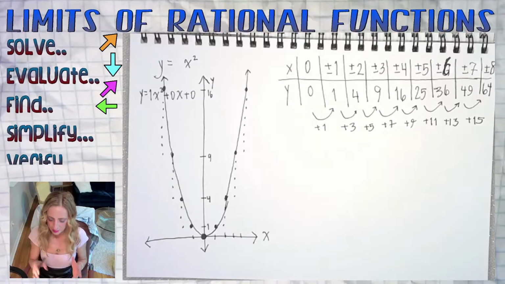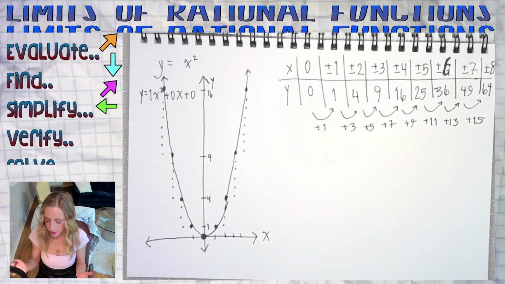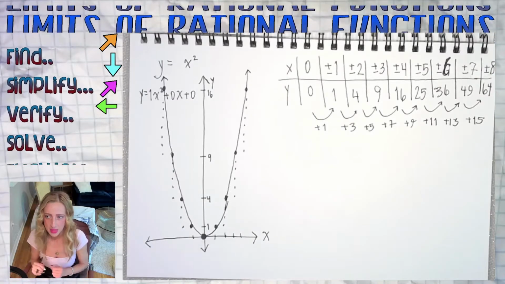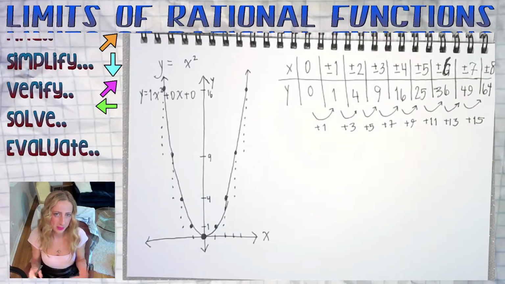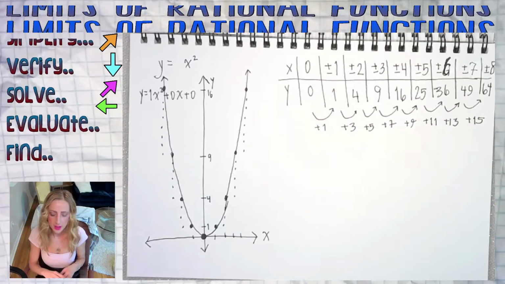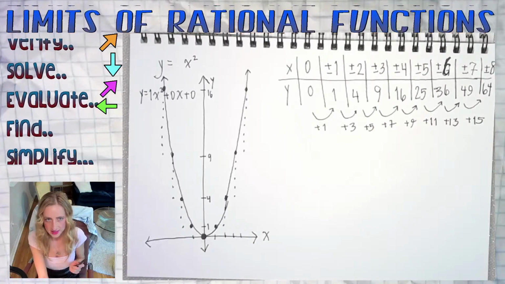Okay, so we reviewed how to graph a parabola. Next, we're going to do a real example. Then after that, we're going to see how that example will come up in a limit of a rational function example.